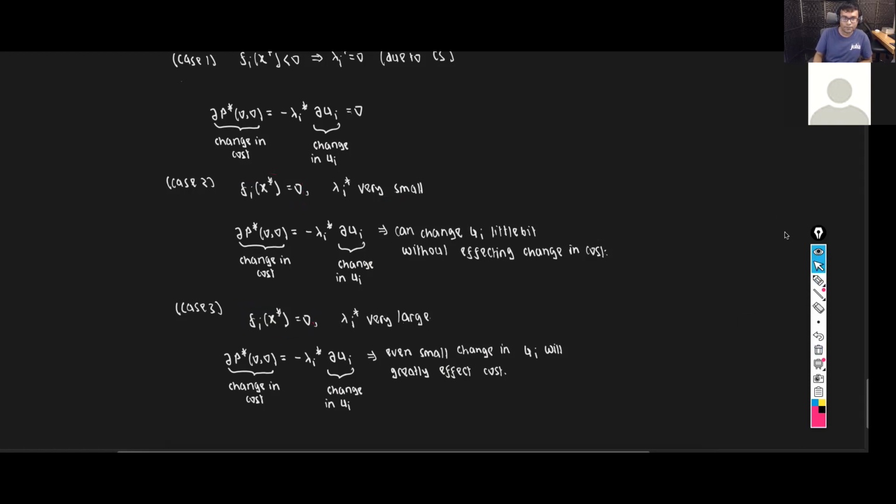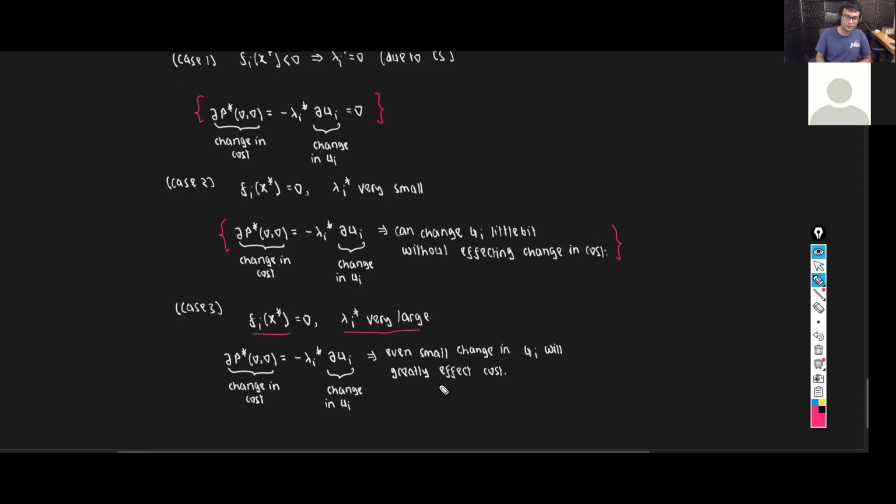Okay. So what is going to happen when lambda I star is very small? Then it says that if lambda I star is very small, I can change my UI. I can have a small perturbation without affecting change in cost, right? Here I can change it a little bit, and the effect will be small. This is one of those black swan cases that you have to be very careful about.